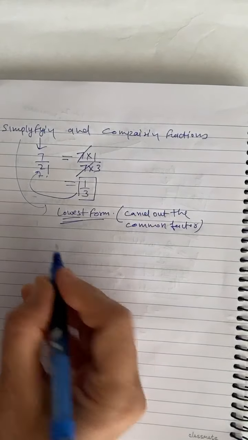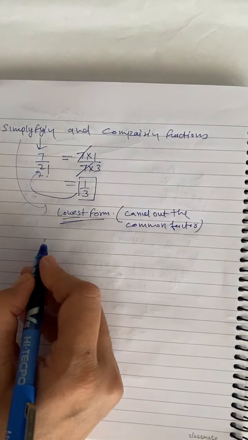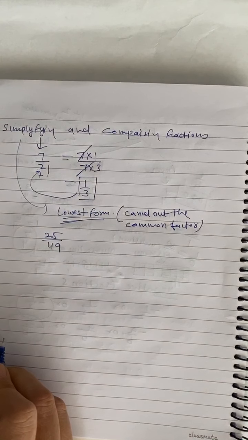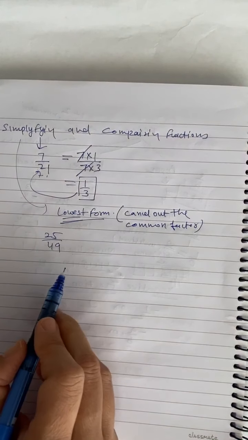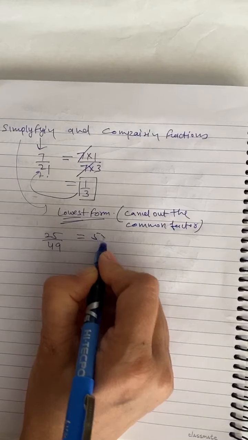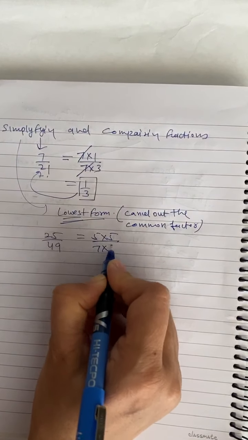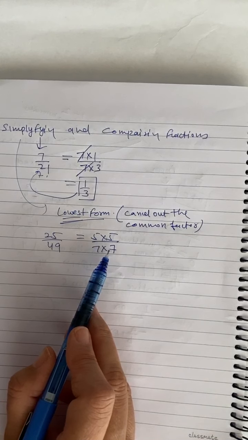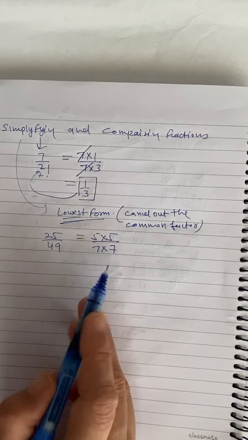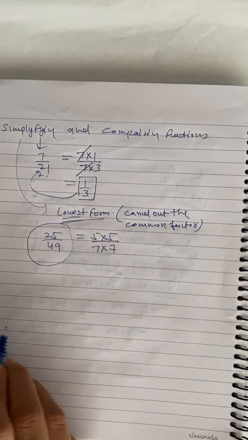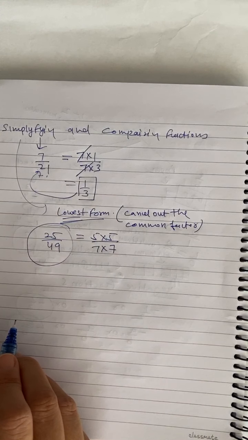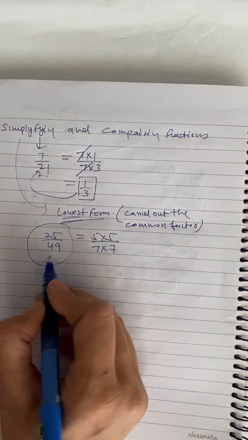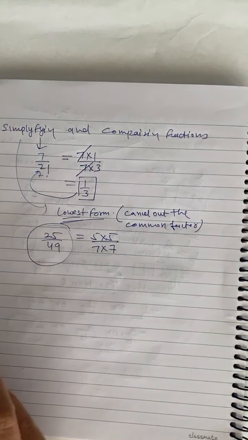If you have another example, we can do another one. Let's say 25 divided by 49, and we want to see if we can simplify it further or not. So 25 is 5 times 5, and 49 is 7 times 7. You can see that we cannot, because nothing is common and nothing is going to cancel out, which means 25 over 49 is the lowest form. You cannot simplify it further. So you leave 25 over 49 as it is.